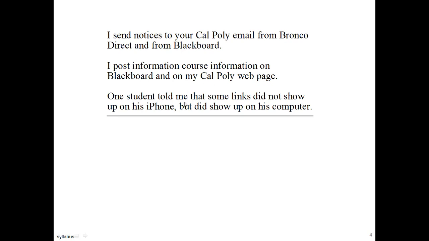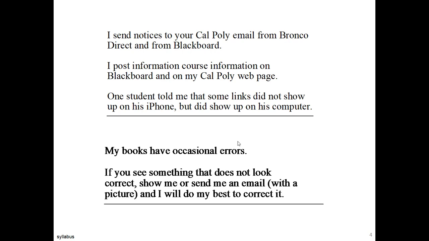One student told me a couple semesters ago that some of the links didn't show up on his iPhone, but they did show up on his computer. So I don't know anything about that, but just thought I'd mention it in case that's the case for you. There are a few errors in my book.